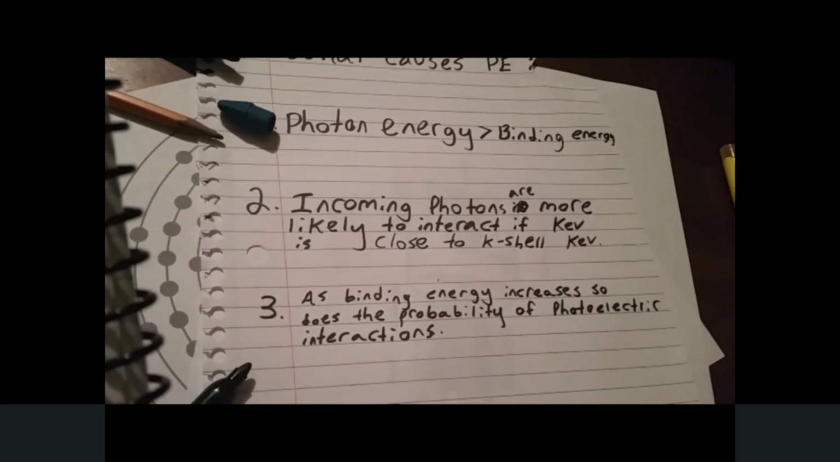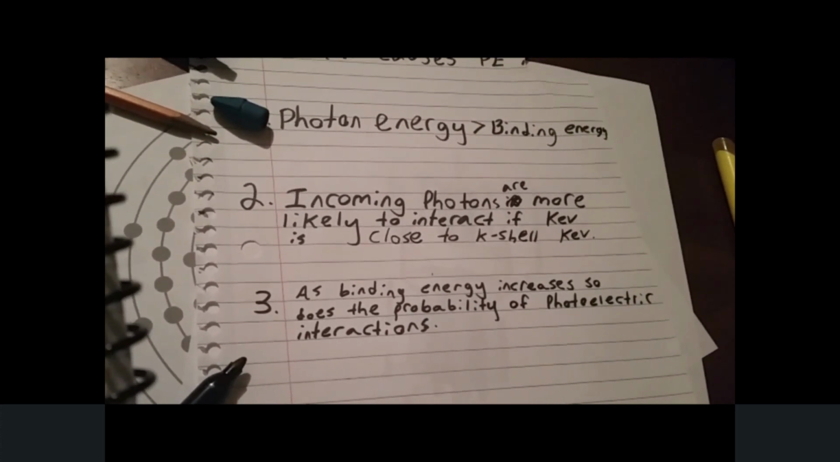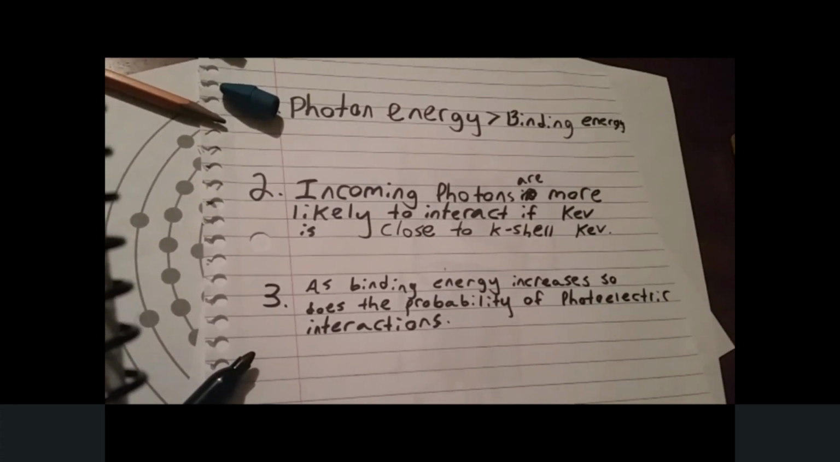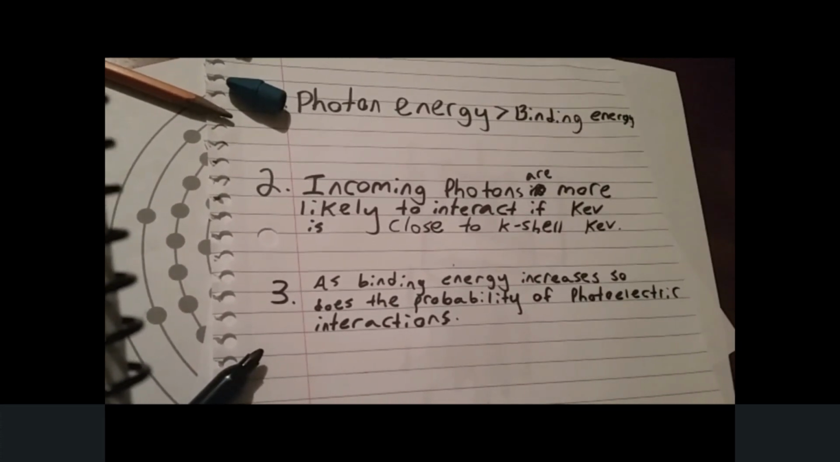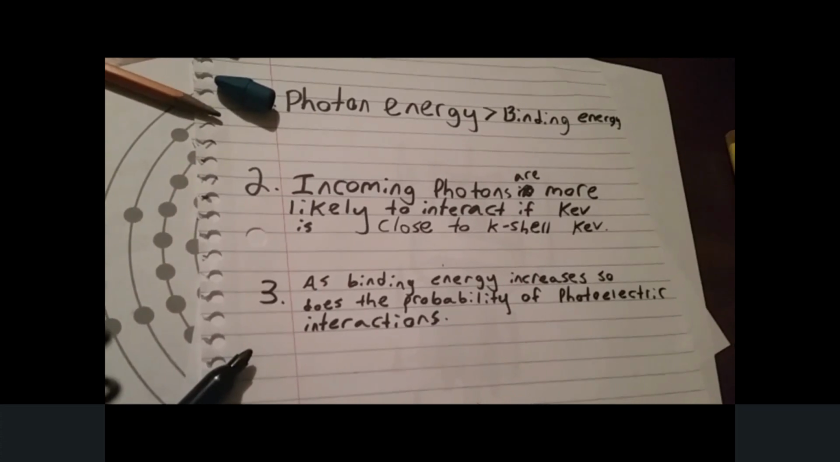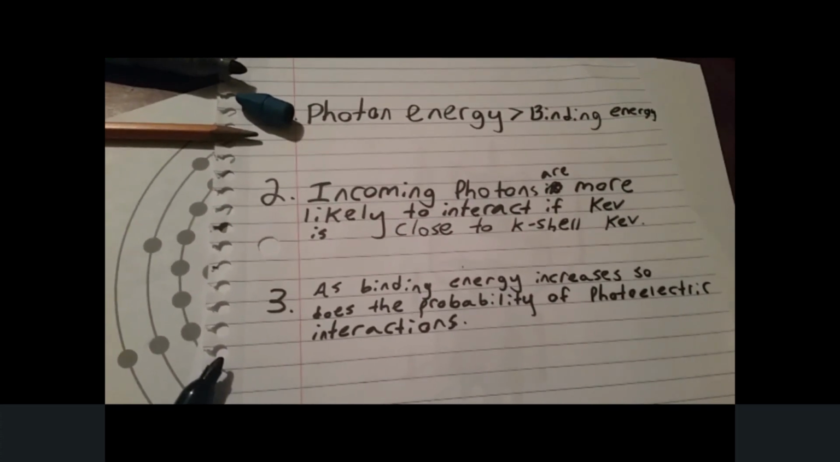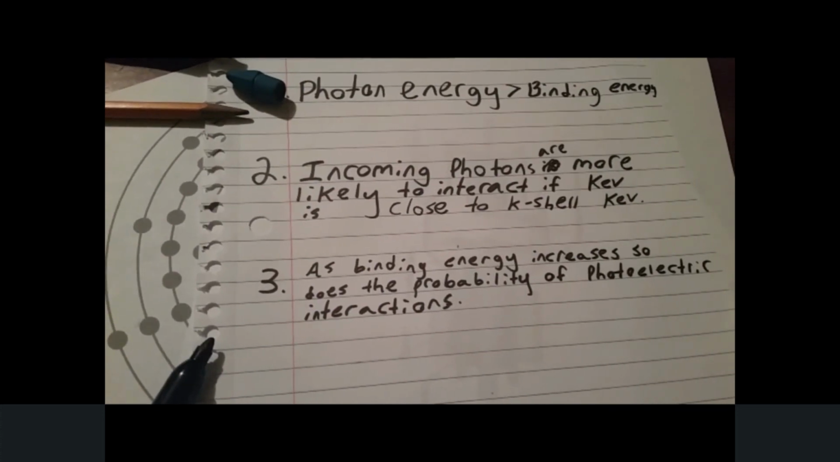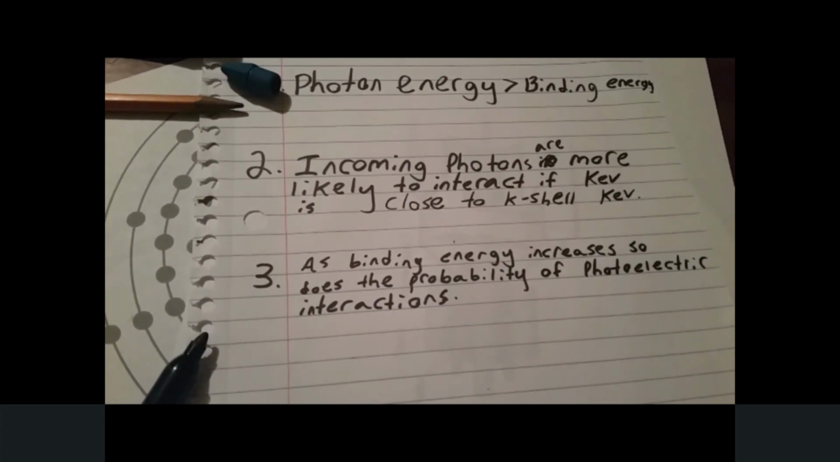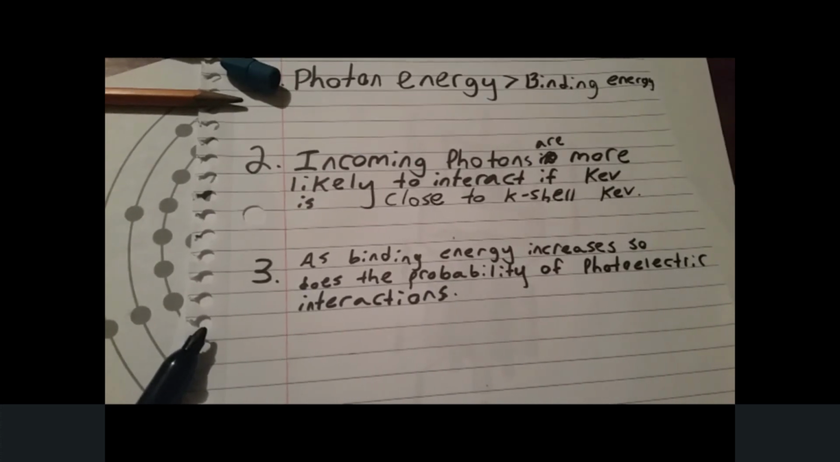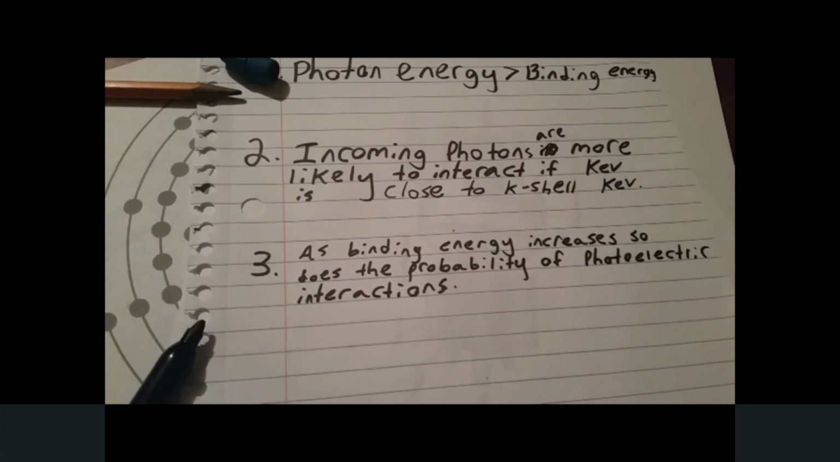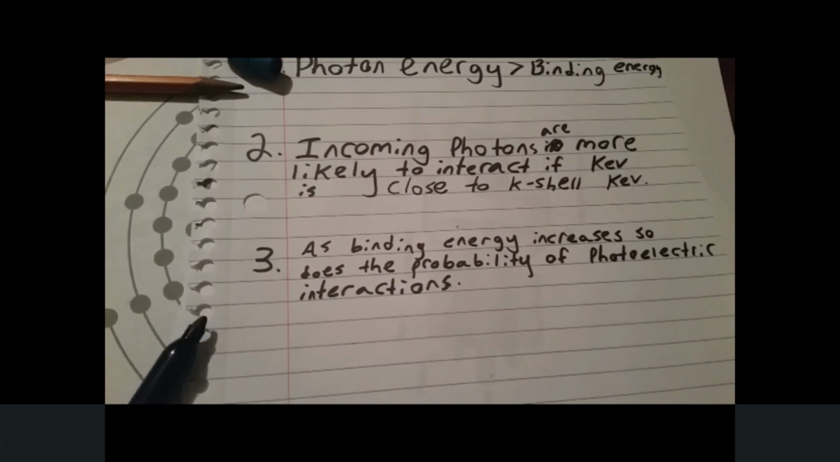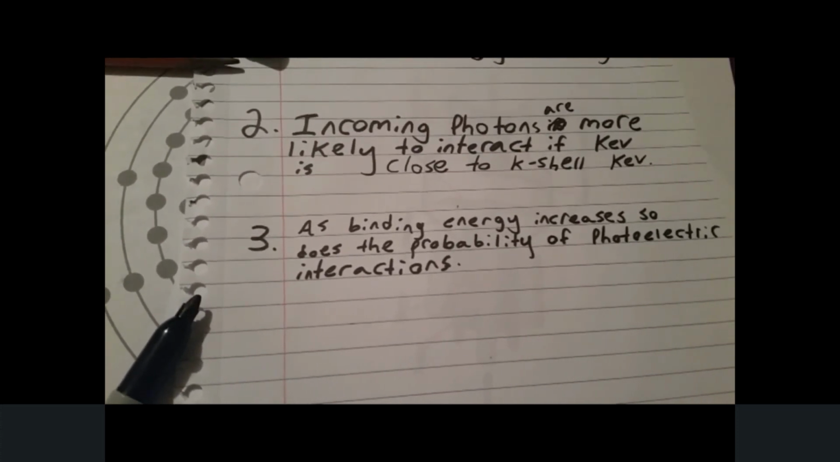Remember that as quality increases, photoelectric interactions decrease due to Compton and transmitted photons increasing. Photoelectric is much more likely to affect the K-shell than the L-shell, and more likely to happen in higher atomic number tissues or objects. For example, a 40 kiloelectron volt photon is more likely to interact with barium, which has a binding energy of 37, than an 80 kiloelectron volt photon. Again, as quality increases, photoelectric interactions decrease, and it's more likely to happen in a higher atomic number tissue or object.